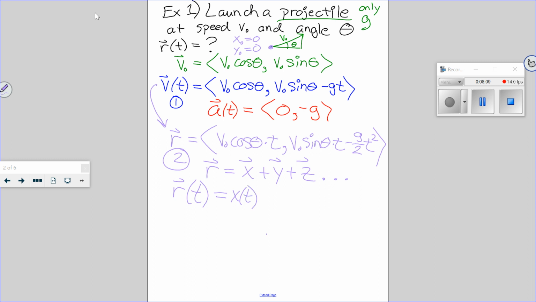we've seen that before in my class, and a y of t with a y hat, so we'll exclude z, just to keep them separate. Albert Einstein was really popular for some reason, and he didn't like x and y for horizontal and vertical. He liked i and j, but they mean exactly the same thing. He liked to say i hat, and I curve my i's backwards to distinguish them from j's, and a j hat.